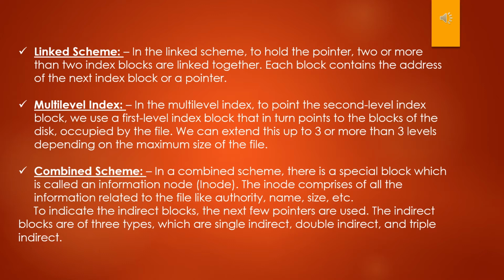In the inode, the starting pointers are used to point to the direct blocks. This means the pointers contain the addresses of the disk blocks which consist of the file data. To indicate the indirect blocks, the next few pointers are used. The indirect blocks are of three types, which are single indirect, double indirect and triple indirect.